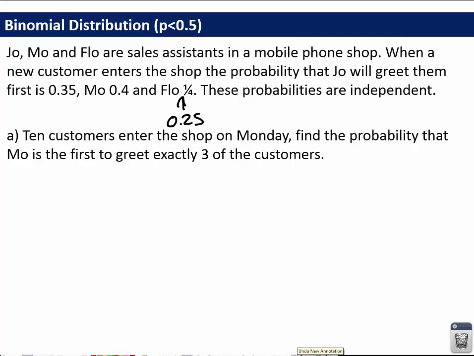So 10 customers enter the shop on Monday. Find the probability that Mo is the first to greet exactly 3 of those customers. Exactly. Is that a key word? It is.